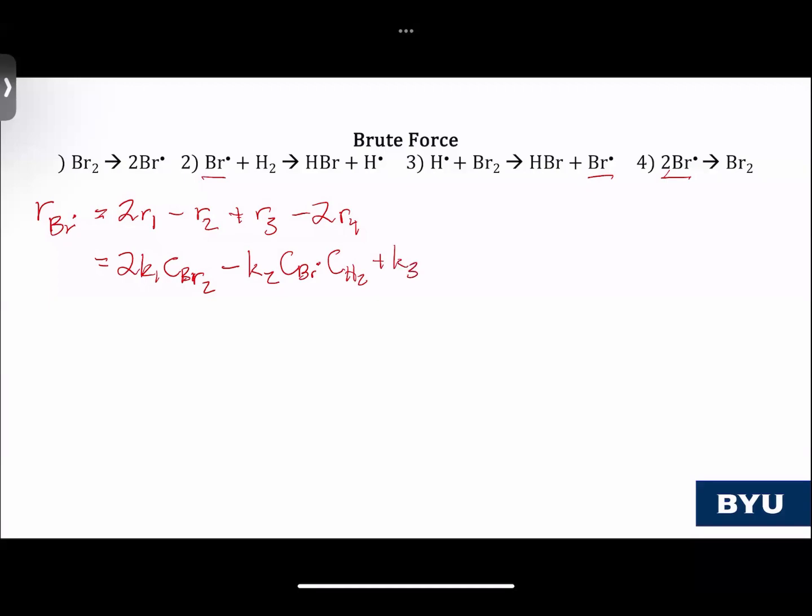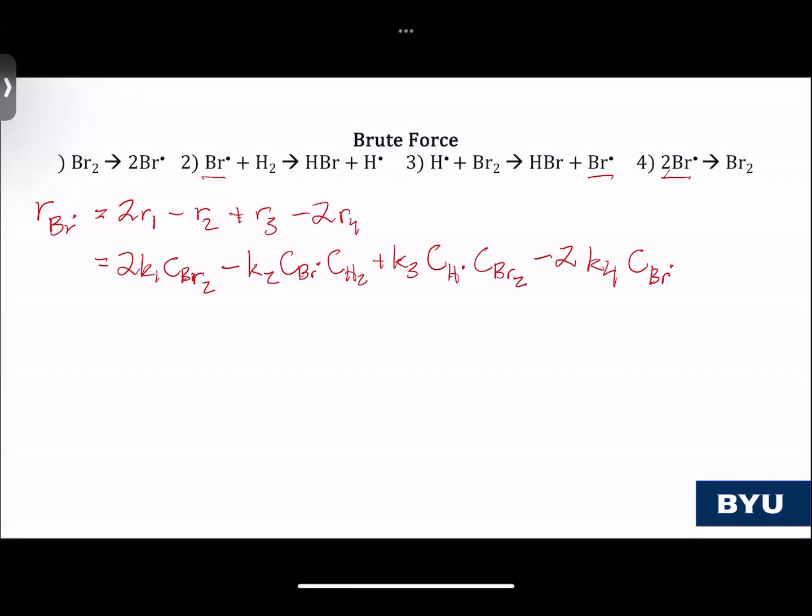Man, this is like the most boring part of any lecture I give. I don't know how to do this any more entertainingly. So at least you guys can do this at double speed or something. And so I'm just writing out all of these rate expressions. And that's all that's going on here. This brute force method is brutal because it takes a long time.